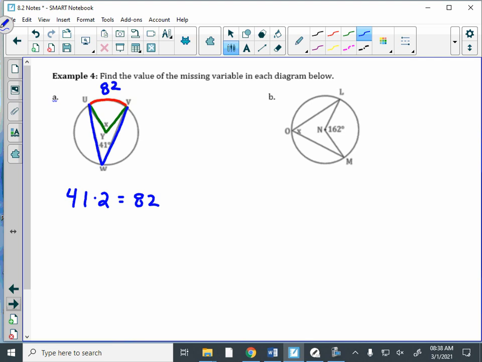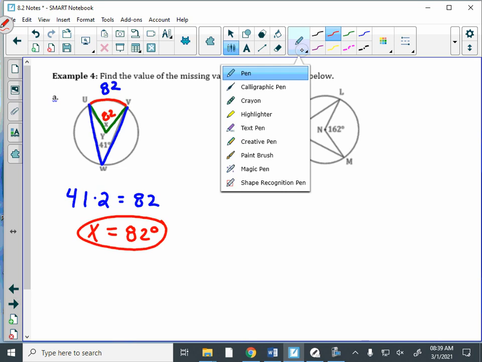X is representing a central angle. What do we know about the central angle and the arc? They're the same. So x is equal to 82. The arc's 82. The angle's going to be 82.